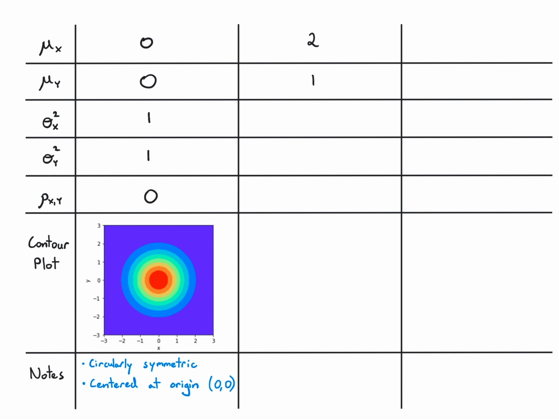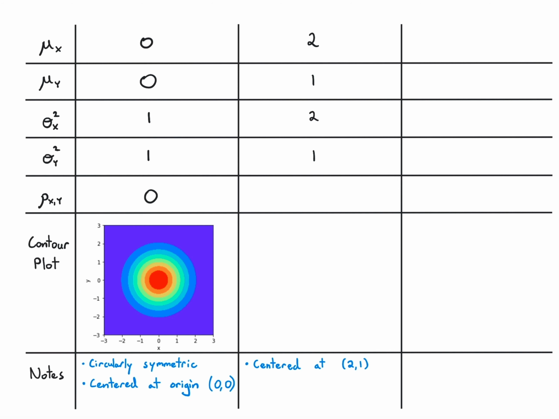Okay, one more set of plots. Let's move the mean. Let's change the variance of x to 2. And here, by the way, let's try to predict what's going to happen. So I made the mean of x 2 and the mean of y 1. And so I now expect it to be centered at 2, 1. So now I'm going to make the variance of x 2 and the variance of y 1.